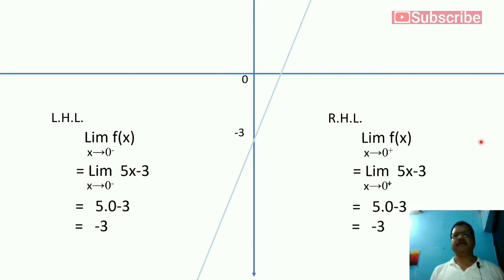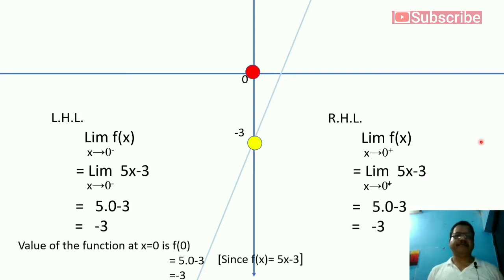Now we are left to find out the value of f(x) at 0. So you see, the value of the function at x = 0 is f(0) = 5 into 0 minus 3, since f(x) = 5x - 3, giving -3 only. What have we got here? All three quantities, left hand limit, right hand limit, and value of the function at 0 are equal, which is -3, isn't it?